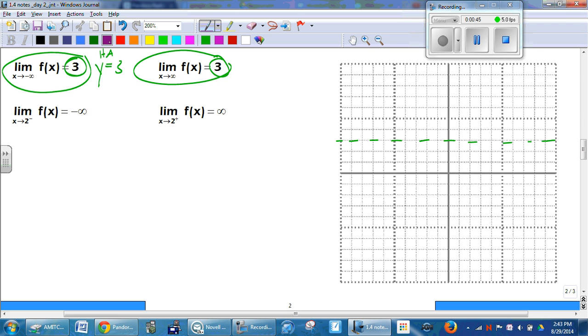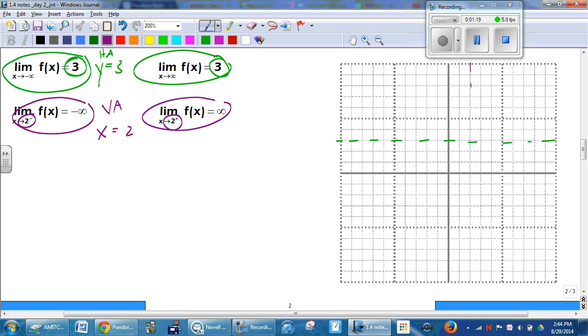Now, for our other two, these are giving us one-sided limits as x approaches 2. So as x approaches 2 from the left, we're approaching negative infinity. So as we get closer and closer to 2, the graph is going down towards negative infinity. And as x approaches 2 from the right, it's approaching positive infinity. So these two give us a vertical asymptote of x equals 2. The x is approaching 2 from both sides. This is giving us a vertical asymptote since those are positive and negative infinity.